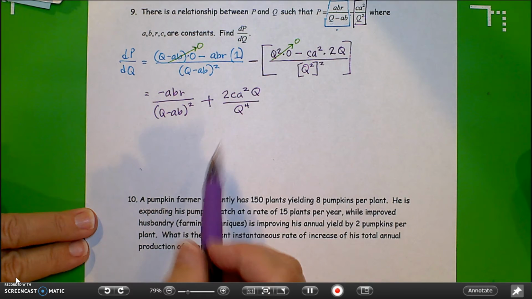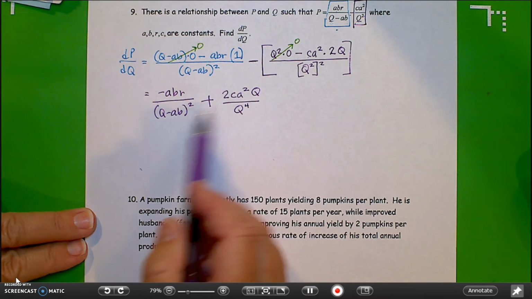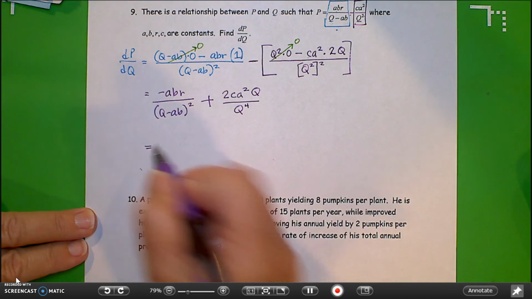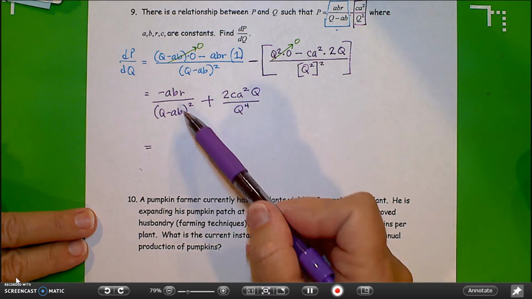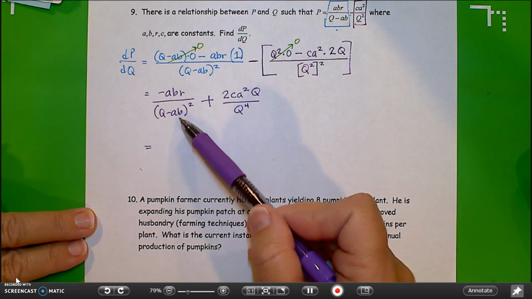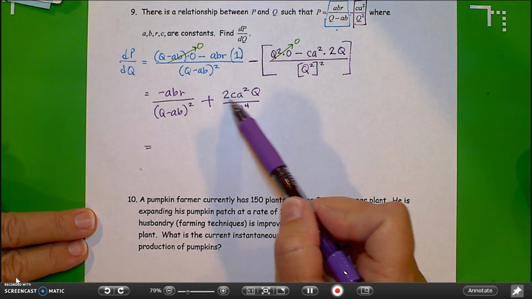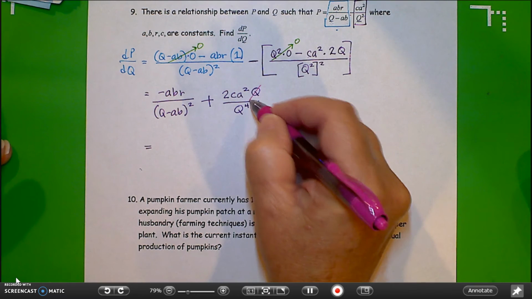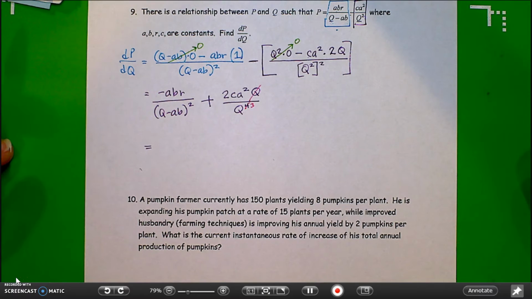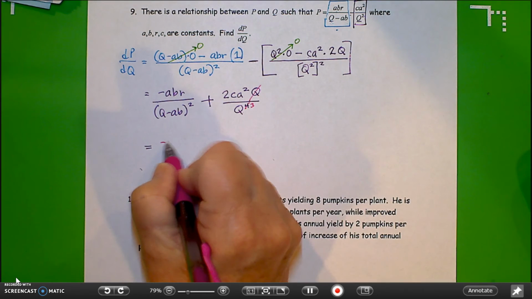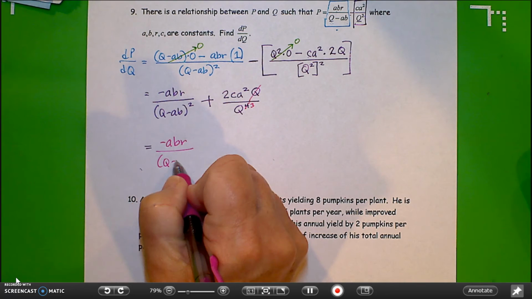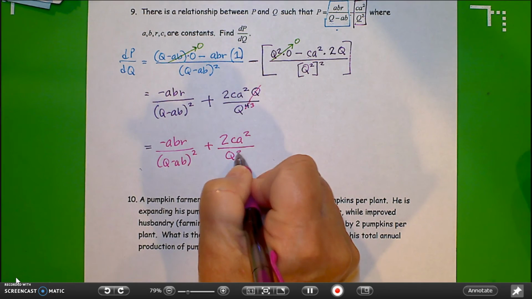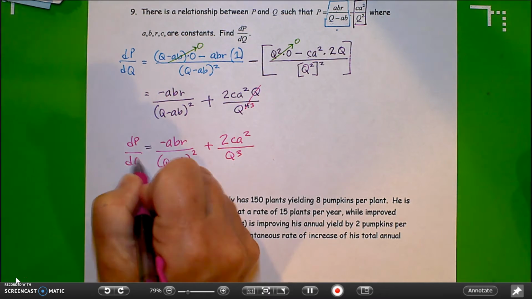Okay, we're almost done. There's really no value in making a common denominator between these two. That would actually make it a little more complicated. So instead, I'm going to look to see if there's anything else that can be reduced or simplified. There's nothing in the first term. In the second term, I have a q and a q to the 4th, so I can eliminate one of the q's and change that to q to the 3rd. That's all I'm going to be able to do. So I'm going to rewrite it with that one last change. Minus ABR over q minus AB quantity squared plus 2Ca squared over q to the third. This is dp dq.